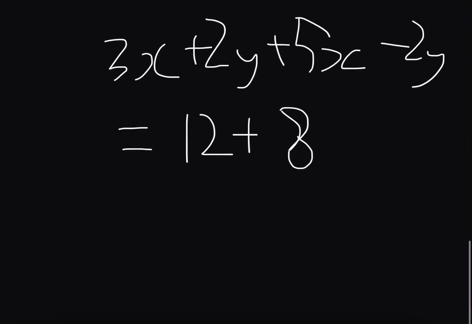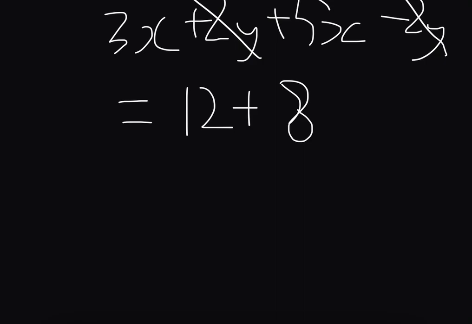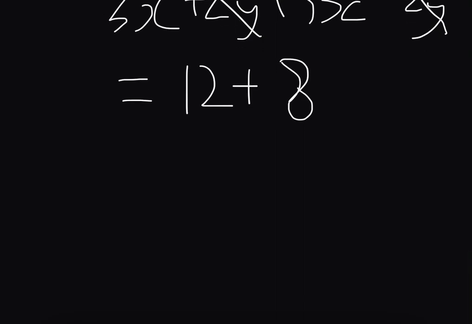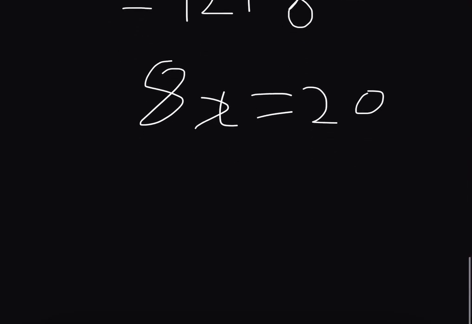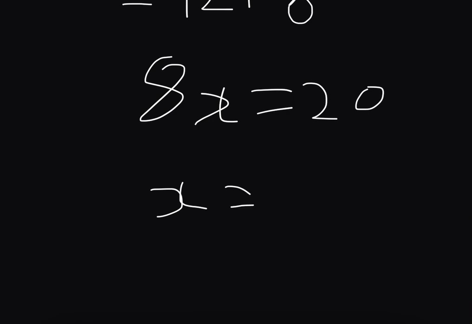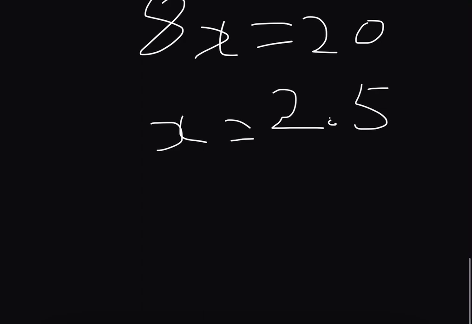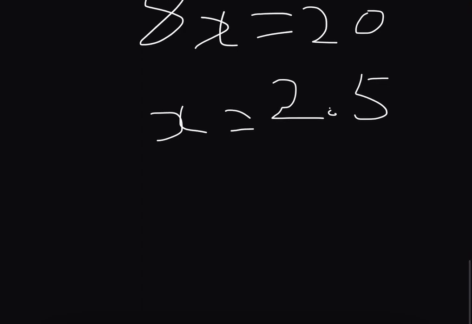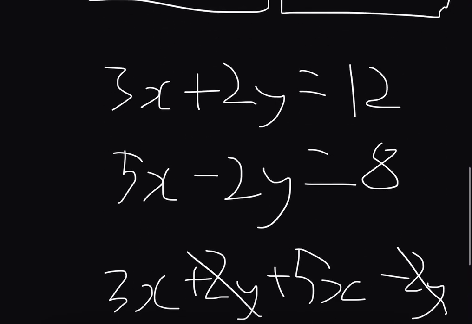So now we can just simplify this. The two y's cancel out, and we can add the x's to get 8x equals 20, and x equals 2.5. Then we can just substitute x back into the first equation here.